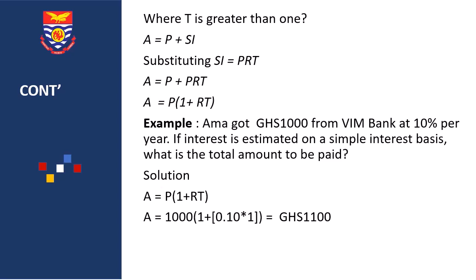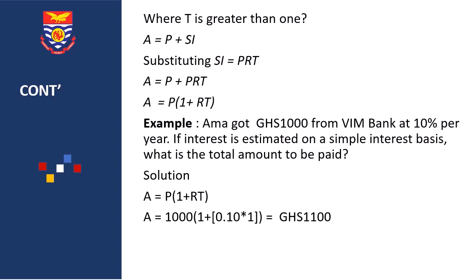Alright, so let's use this formula. We said A equals P into brackets 1 plus RT. Now our P is given to be 1,000 cedis. R is the rate, which is 10%. You can also represent it by 0.10, and we multiply it by 1 because the period is just 1. So yes, you just do 1.